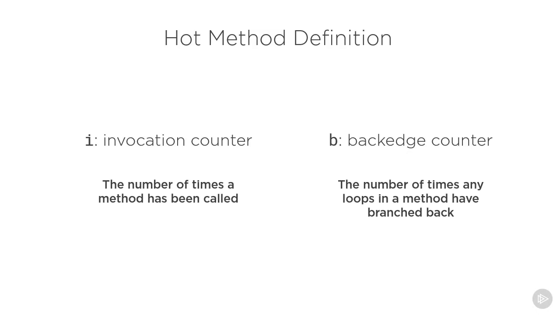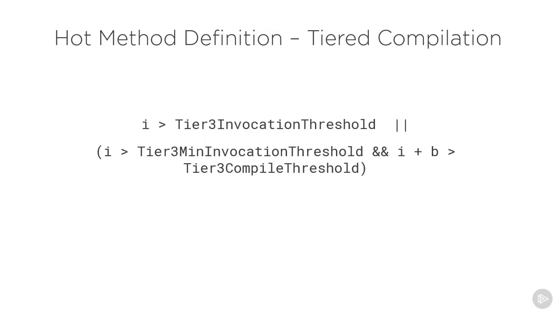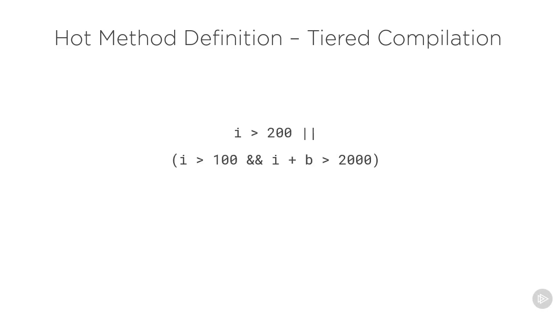In tiered compilation mode, for an interpreted method to get selected for compilation by the C1 compiler in level 3, the following conditions must be met. The invocation count either has to be higher than the tier 3 invocation threshold, or the invocation count must be higher than the minimum invocation threshold, and the sum of the invocation count and backEdge count is higher than the tier 3 compile threshold. By default, the tier 3 invocation threshold is set to 200, and the tier 3 compile threshold is set to 2000. For a method running in level 3 to be selected for level 4, which is the C2 compiler, the same condition has to be met, but with higher thresholds.